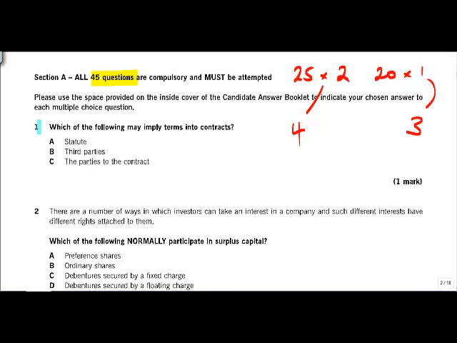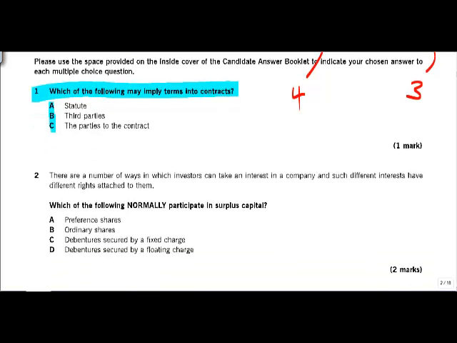So you can see here question 1 in this particular exam, which of the following may imply terms into a contract. You've got a choice A, B or C. We move on to question 2 in the exam. We've got here which of the following would normally participate in surplus capital. Well, this is now a 2-mark question, so therefore you have a choice out of 4 questions. And as we mentioned earlier, there's going to be a combination of your standard multiple choice question, as we've got here. So can I make a choice out of the correct answers available?